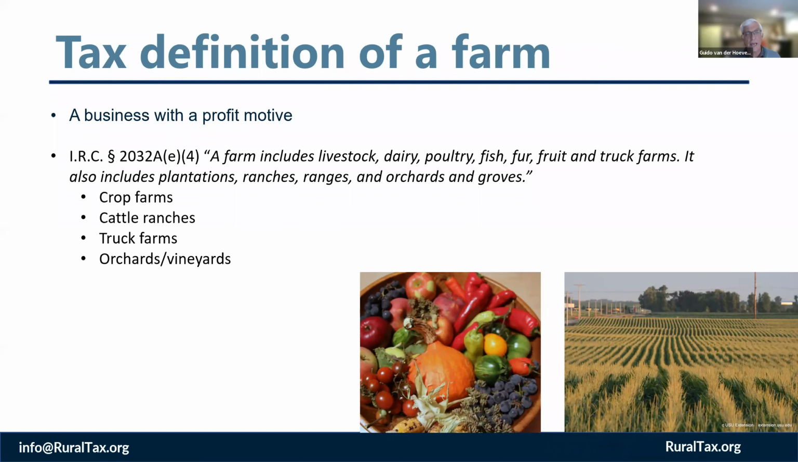Code section 2032(A)(e)(4), and this is just pulled right out of the code. A farm includes livestock, dairy, poultry, fish, fur, fruit, and truck farms. It also includes plantations, ranches, ranges, and groves that are producing food, fiber, or fuel with a profit motive. This would include the crop farms, cattle ranches, truck farms, etc., orchards and vineyards. And you can see a couple of those photos on the slide here, with corn growing in the lower right. And then in the center, we've got the harvested vegetables that may be coming from a truck farm. So again, the focus is income tax, and it is a business with a profit motive.